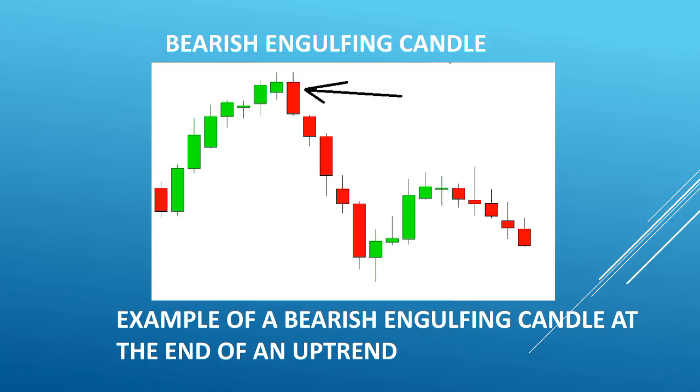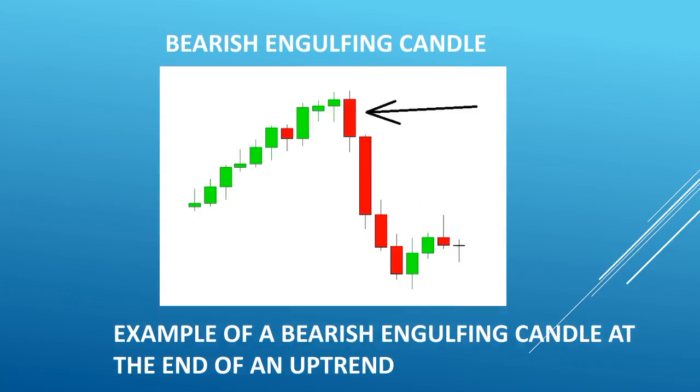And we can see on this image, after the candle that has the arrow pointing towards it, the development of about 4 longer red candles to tell us that the sellers, or the bears, took control of price and drove price down to form a new trend. So that is an example of a bearish engulfing candle.